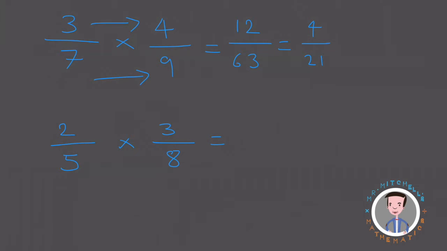For the second one, we again need to go across like this. 2 times 3, 5 times 8. So that's 6 over 40. Let's simplify this. Both are even, so let's divide them by 2. 3 over 20. Is there anything else we can do? No. Why? Because 3 is a prime number. So I hope you got those answers correct.